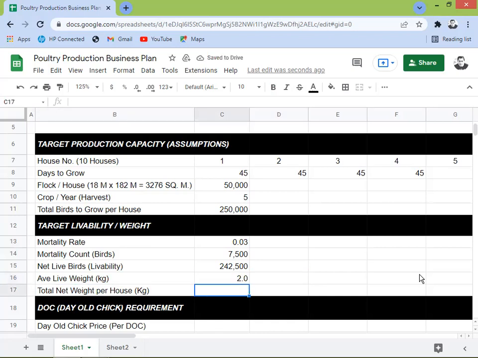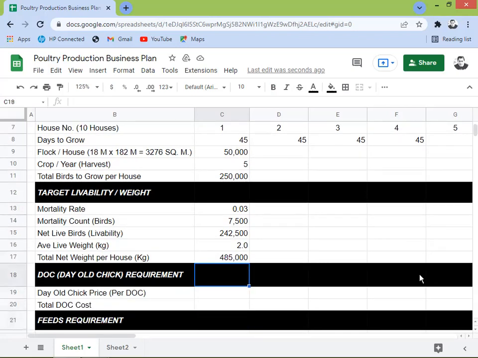Okay. So how much then would be our total net weight per house? Our total net weight per house should be the liveability multiplied by the 2 kilograms. That would be 481,000 kilograms. Okay, our net output or production yield from the farmhouse.